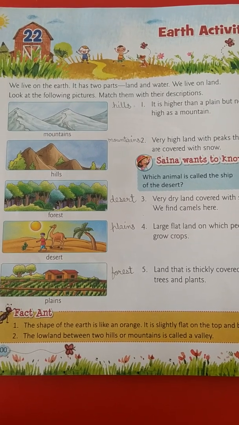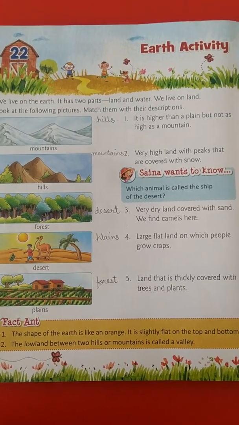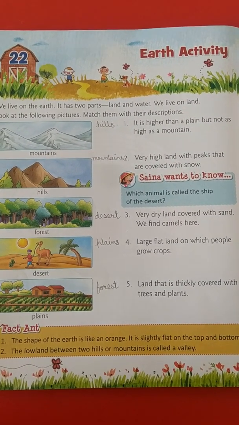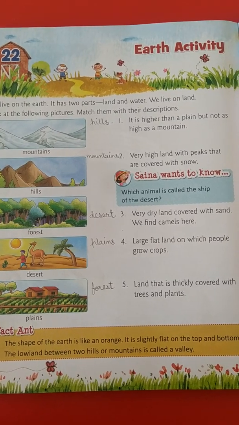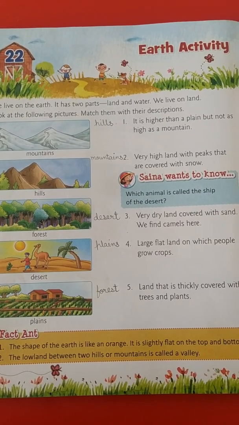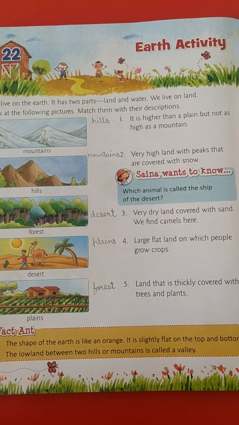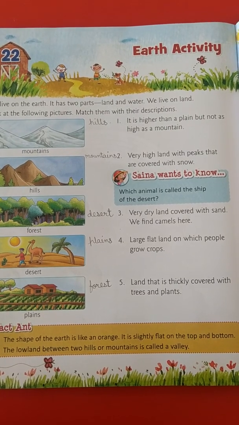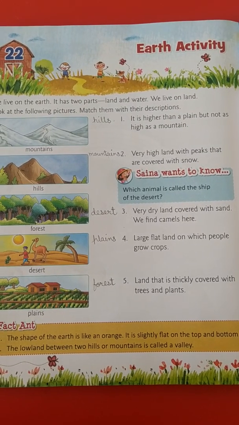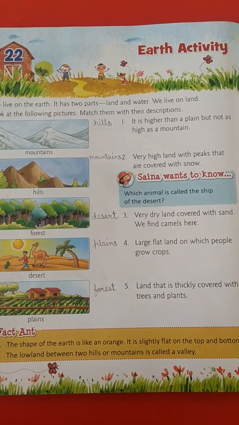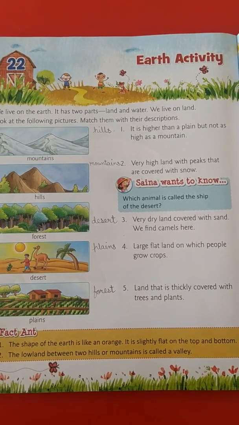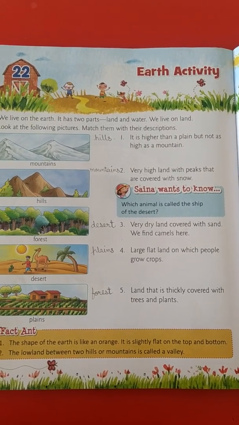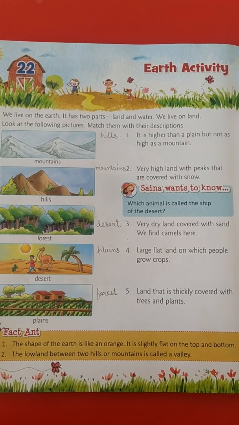See, if I grow the crops on a mountain or a hill, that is a slope surface. So what will happen on the slope surface? I won't be able to grow the crops. I won't be able to give them water. How will I give them the water? The water will just slope down. So, the large flat land on which people grow crops, point number 4, that is plains. And the 5th one, the last one, a land that is thickly covered with trees and plants.